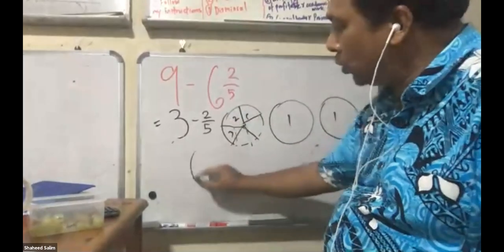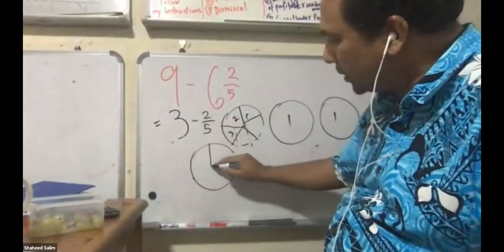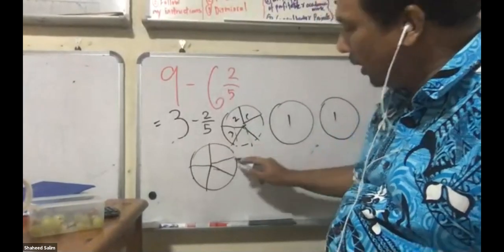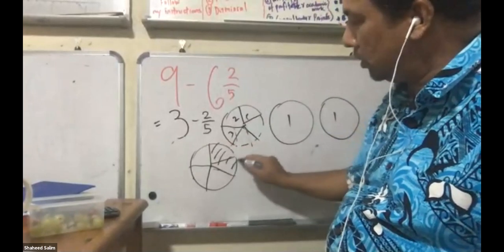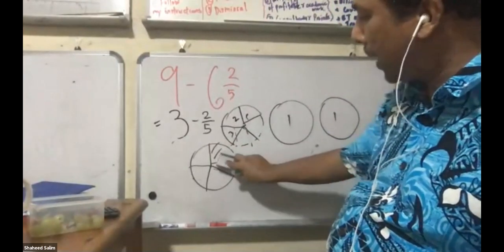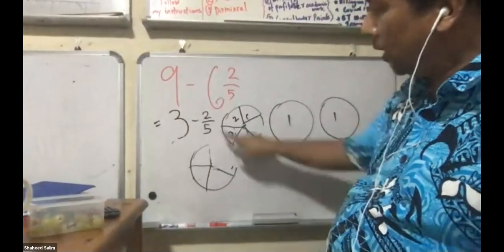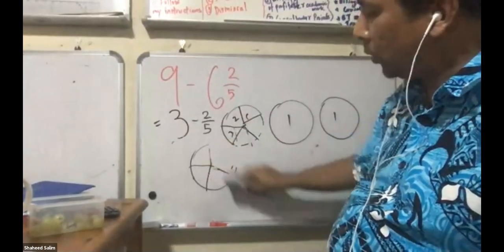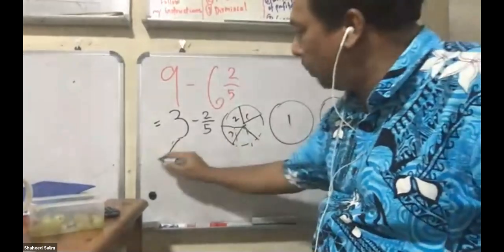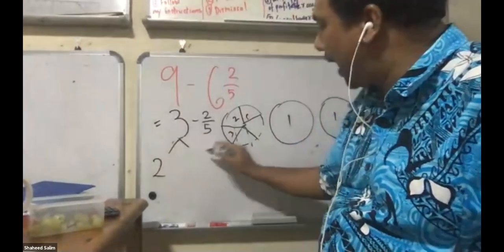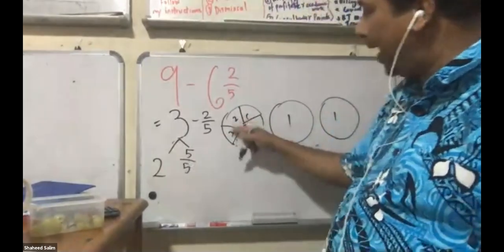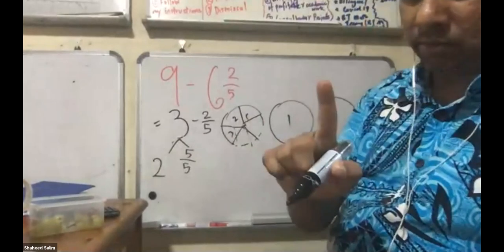What is 2/5? That means you cut the pizza into 5 parts, and they want 2 parts. So when I give him the 2 parts, when I take away the 2 parts, I'm left with 3 parts. So this 3 pizza, I divide into 2 pizza, and 1 more pizza I cut into 5 parts, 5 out of 5. Because 5 out of 5 is 1.